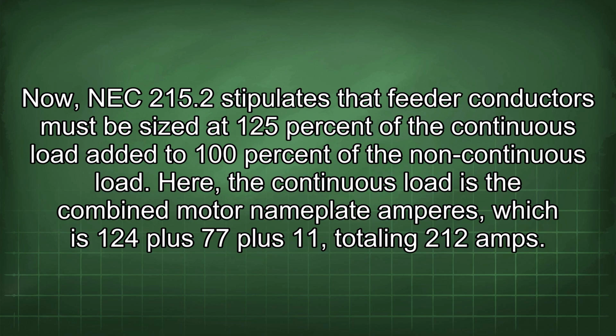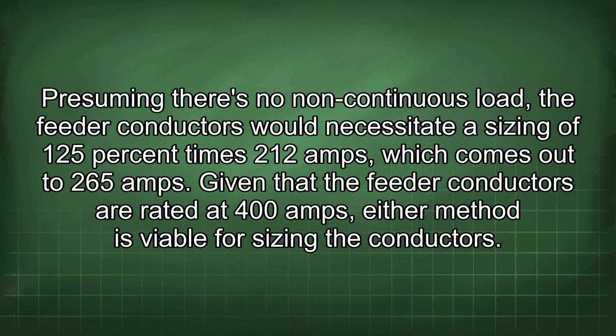Now, NEC 215.2 stipulates that feeder conductors must be sized at 125% of the continuous load added to 100% of the non-continuous load. Here, the continuous load is the combined motor nameplate amperes, which is 124 plus 77 plus 11, totaling 212 amps. Presuming there's no non-continuous load, the feeder conductors would necessitate a sizing of 125% times 212 amps, which comes out to 265 amps. Given that the feeder conductors are rated at 400 amps, either method is viable for sizing the conductors.